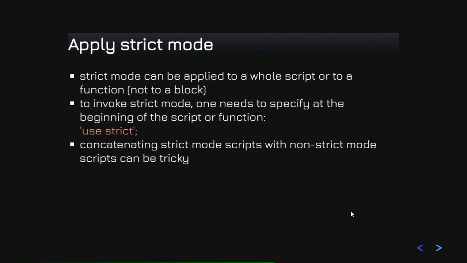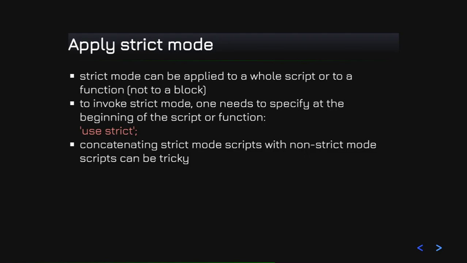We apply the strict mode by writing "use strict" in the beginning of the script. Actually, strict mode can be applied on the whole script or on a function level, to the whole function, but not to a block. And we invoke the strict mode by specifying "use strict" in the beginning of the script or the function.